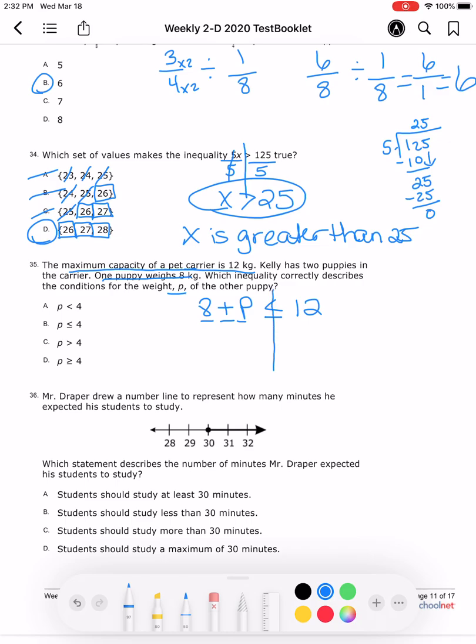So I can solve this inequality. My variable is P and I'm adding 8. The inverse is to subtract 8. What I do to one side, I have to do to the other. So now I have P is less than or equal to 12 minus 8, which is 4.